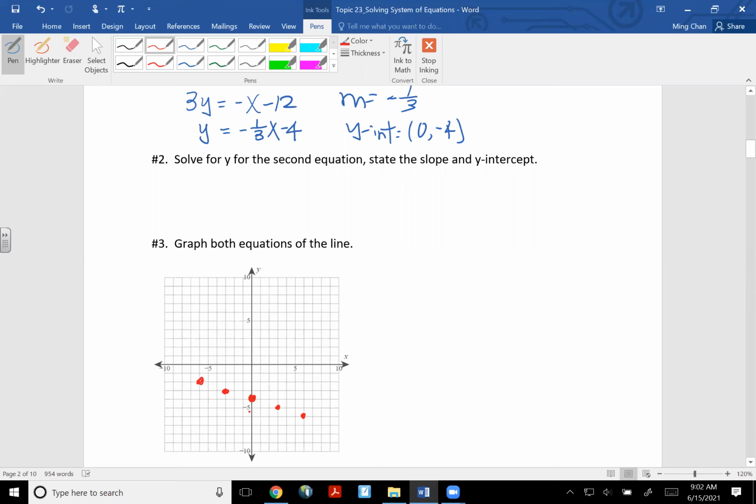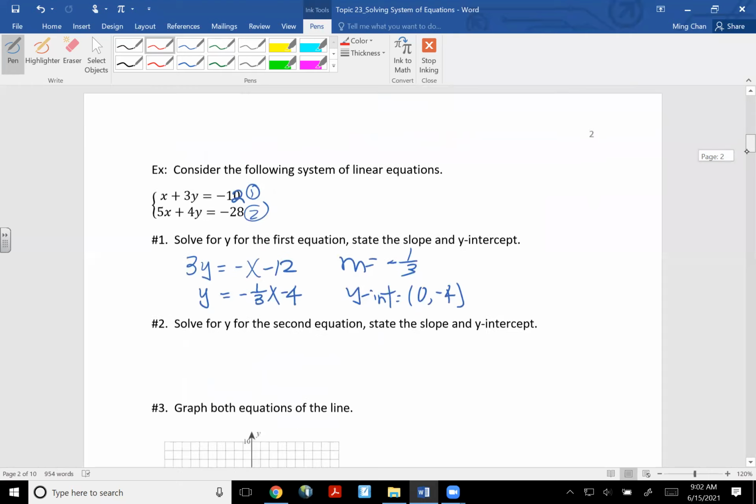Even though my slope says down 1 to the right 3, I can keep on going, but I do want to see some points. So I'm not going to connect them with the line yet. What I'm going to do is figure out number 2, and then use the slope and y-intercept to get more points, so I can see where they're intersecting, because I'm looking for the point of intersection.